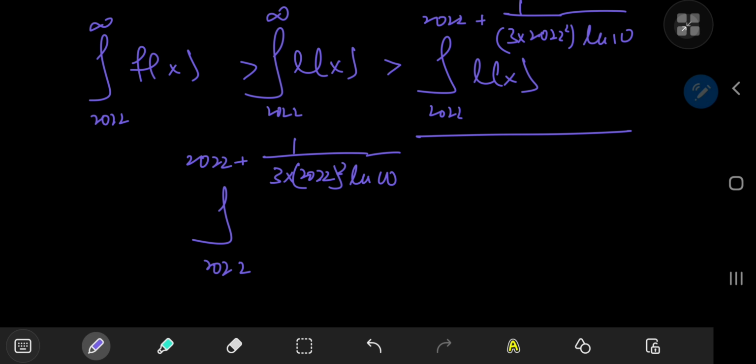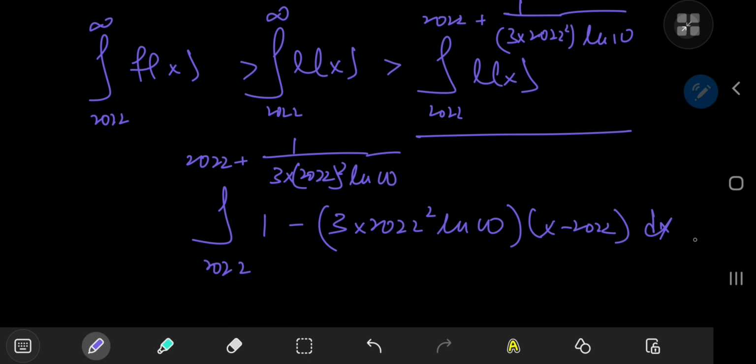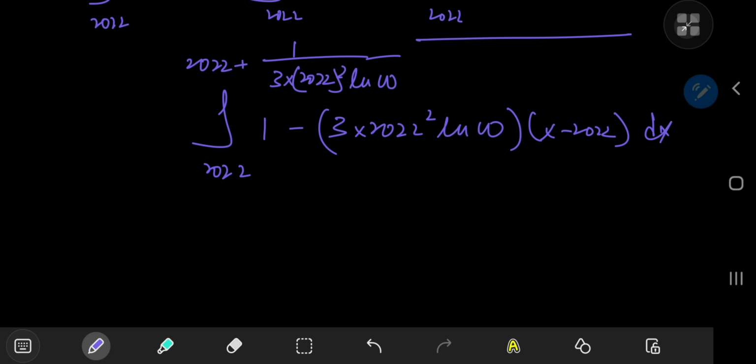Anyway, so the linearization was 1 minus 3 times 2022 squared times log 10 times x minus 2022, and you have this dx as well. And you know what, you guys can just work out the integration. It's pretty trivial, right? But I'm not going to go through those manual calculations right now.